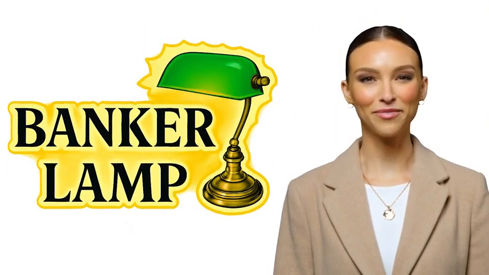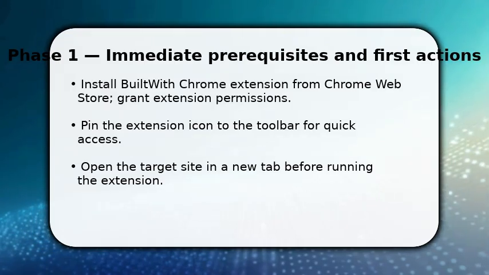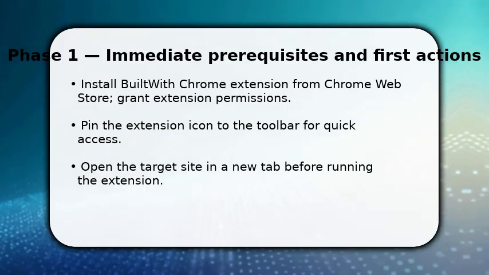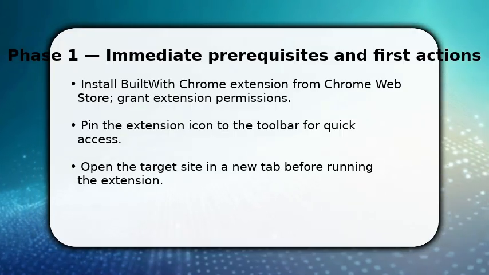Please enjoy the video. You start by installing and pinning Builtwith to the Chrome toolbar so it's always available. Once done, open the website you want to analyze. This ensures the extension reads the current page. Click the Builtwith icon to launch its panel.